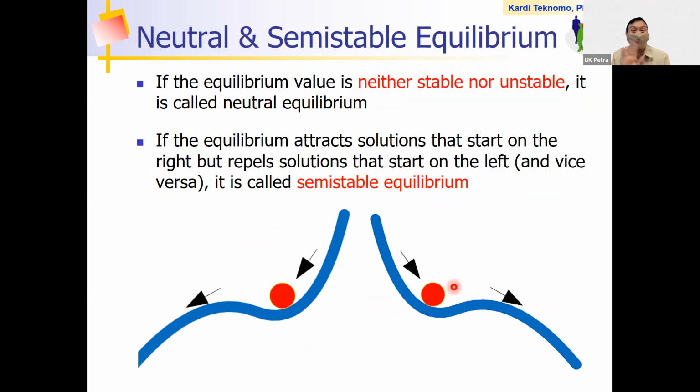Sometimes you have what is called neutral or semi-stable. It's neither stable nor unstable. For example, the equilibrium attracts solutions that start from the right but repels solutions that start from the left, and vice versa. This is called semi-stable. Sometimes we have a system with this kind of behavior, where depending on whether the value is to the left or right, bigger or smaller, the equilibrium will have different behavior.